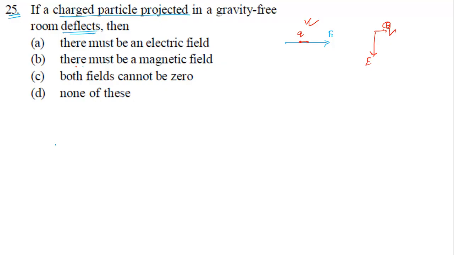Okay, there must be a magnetic field, I can take now. In this case, if V is parallel to B, then there is no deflecting. The particle can go without deflection, yes or no? So both fields cannot be zero. Both the fields are there, with some non-zero value. Okay, there are some possible cases now.